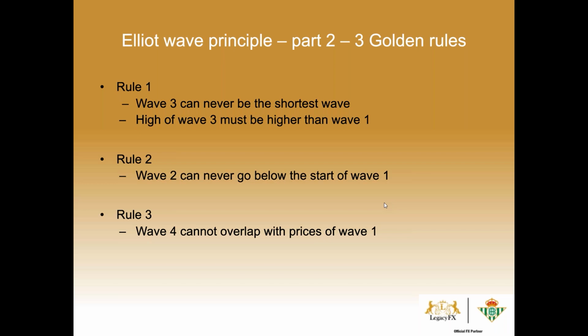Rule number 3. The fourth wave can never, ever overlap with the price of wave 1. Meaning that wherever wave 1 ended, where the first corrective wave started, the fourth wave, which is your second corrective, can never go past that point. If you would draw a horizontal line, which we'll do in a minute, on the end of wave 1, wave 4 can never, ever, ever be below that point. Then it's not a correct Elliott wave. And that means you restart the count or redraw. Okay.